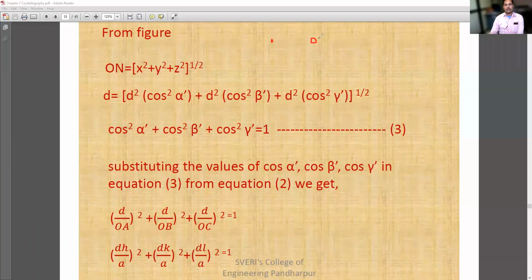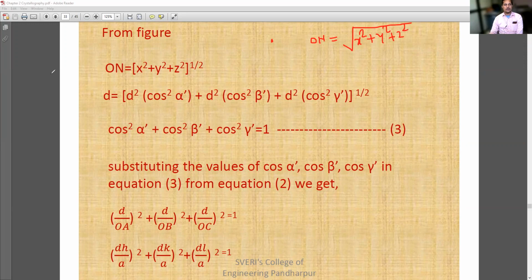ON is nothing but √, we are writing, so raised to half here it is mentioned, so it is √(x² + y² + z²), where x, y, z are coordinates for that respective Cartesian coordinate system. Now here we have written the value of x as d cos alpha, for y it is d cos beta, and for z it is d cos gamma. So how we are defining this, that we have to check.